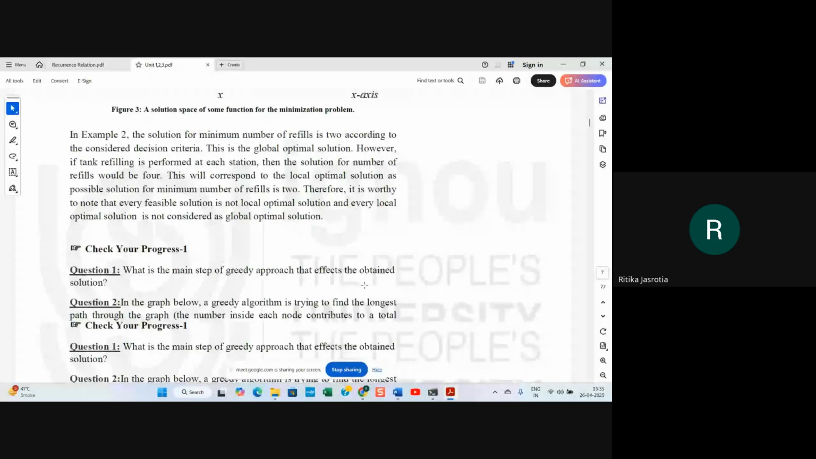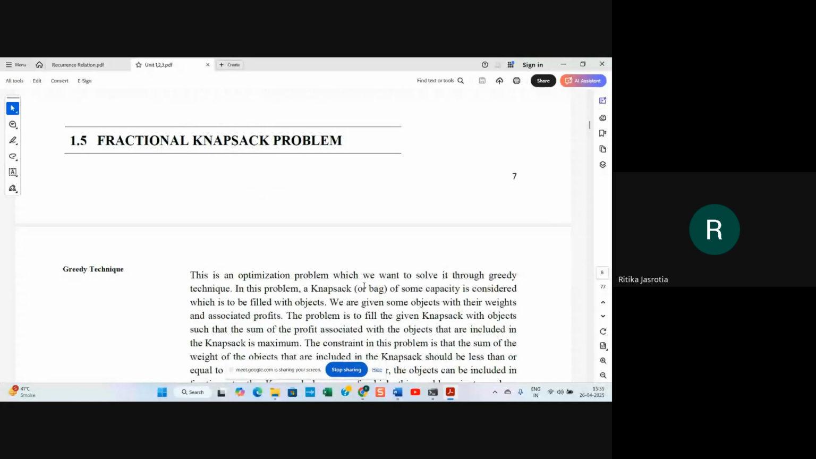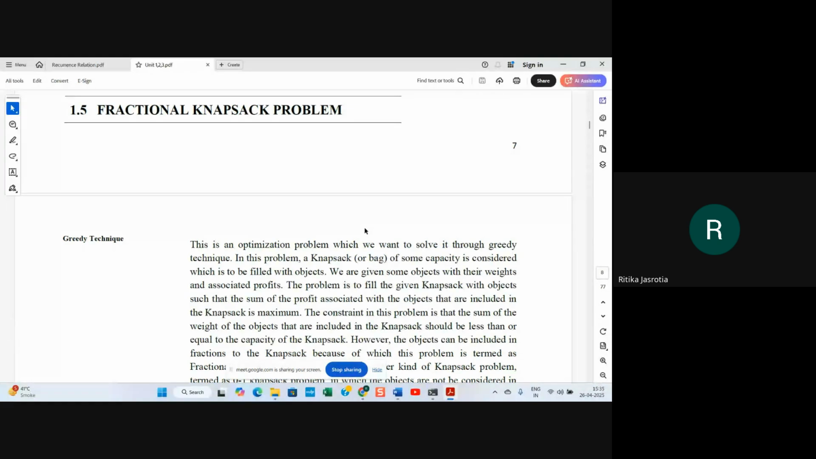Now we are talking about another problem known as the fractional knapsack problem. This is one of the algorithms in greedy algorithms. It is an optimization problem which we want to solve through the greedy technique. A knapsack is a bag of some capacity, which is to be filled with objects. We are given some objects with their weights and associated profits. The problem is to fill the given knapsack with objects such that the sum of the profit associated with the objects included in the knapsack is maximum.